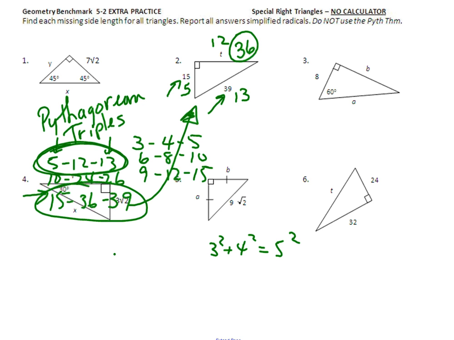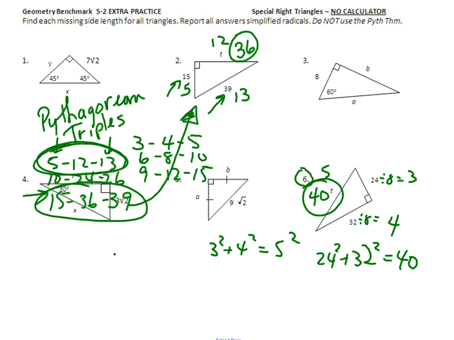Looking at number 6, kind of the same process. I see that 24 and 32 are both divisible by 8. If I divide this by 8, I get 3. If I divide this by 8, I get 4. Oh, that's a 3, 4, 5 triangle, it looks like, because it's leg, leg, hypotenuse. If it's a 3, 4, 5 triangle and I use the same ratios, I need to multiply that 5 by 8. I should get 40. So it's really a 24, 32, 40 triangle. If I take 24 squared plus 32 squared, I should get 40 squared. All right, that should do it.